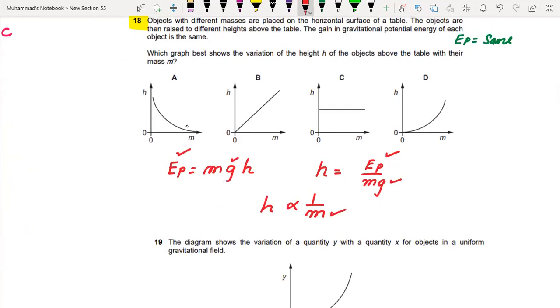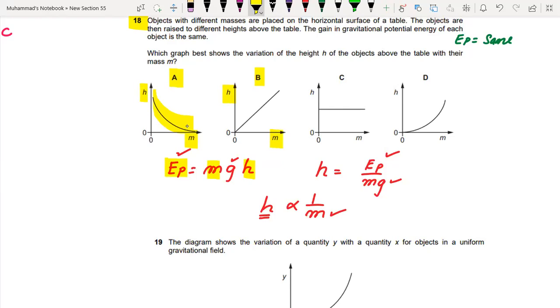So, as m increases, h would decrease. Okay. So, the relationship between h and m is a non-linear relationship. So option A is the correct choice. As m increases, h would decrease in this style, and it will not touch both axes. Okay. So in this graph, as m increases, h increases. For the same potential energy, the m versus h relationship is non-linear, and it's an inverse relationship.